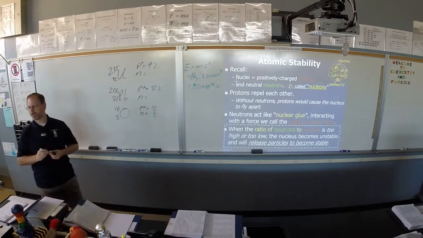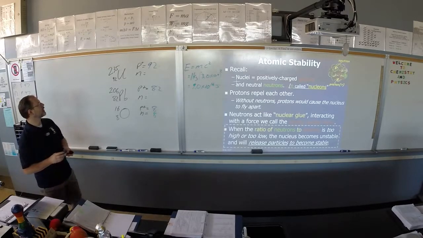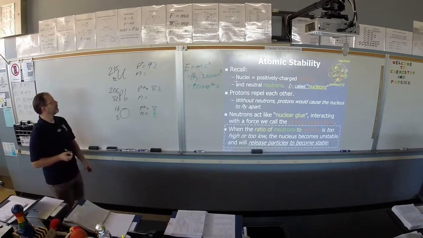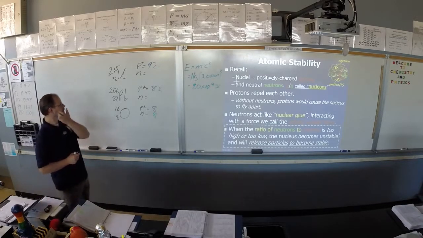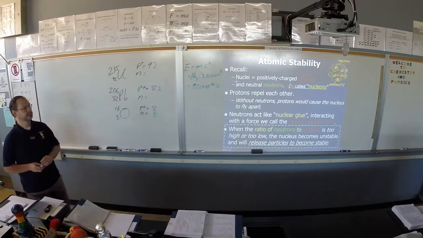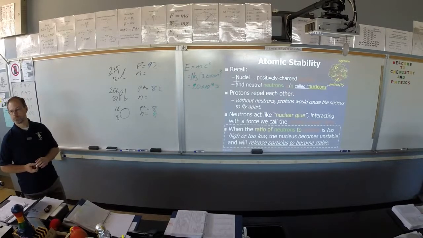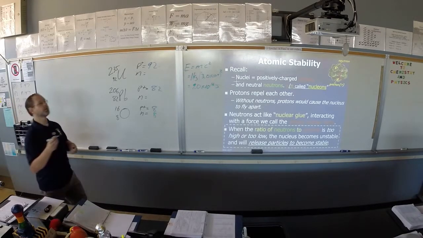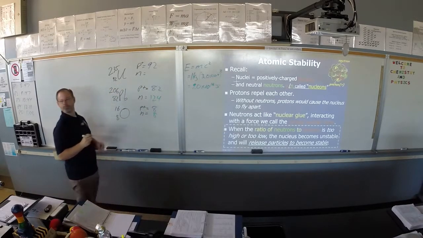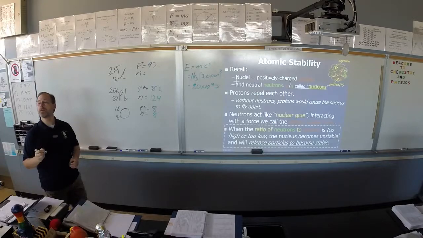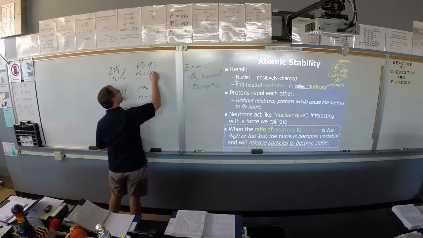This is where you bang on your calculator. Find out how many neutrons we have in uranium-235, how many neutrons we have in lead-206. Lead, there's 124. Uranium? 143? Yes. Okay, so now divide these.